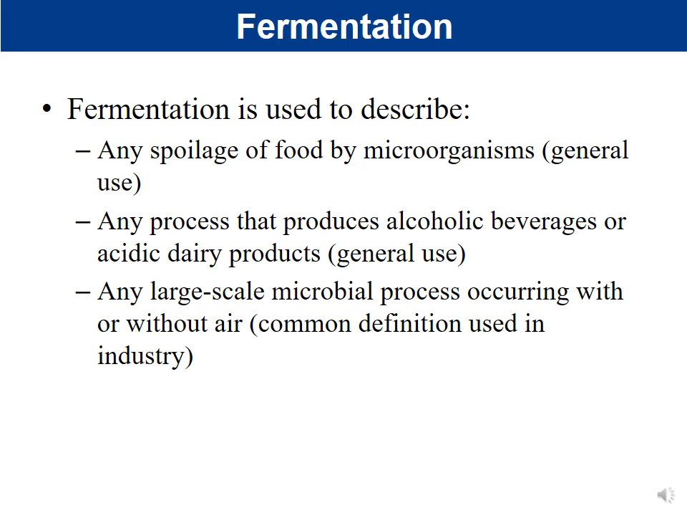And so when Saccharomyces cerevisiae is grown under anaerobic conditions, meaning it's grown in this chamber where no O2 can get in, that organism is going to switch to fermentation. And specifically, it's going to switch to alcoholic fermentation. And so this is a way that alcohol can be produced. Fermentation can also be used to describe any large-scale microbial process occurring with or without air. So that's a common definition used in industry.